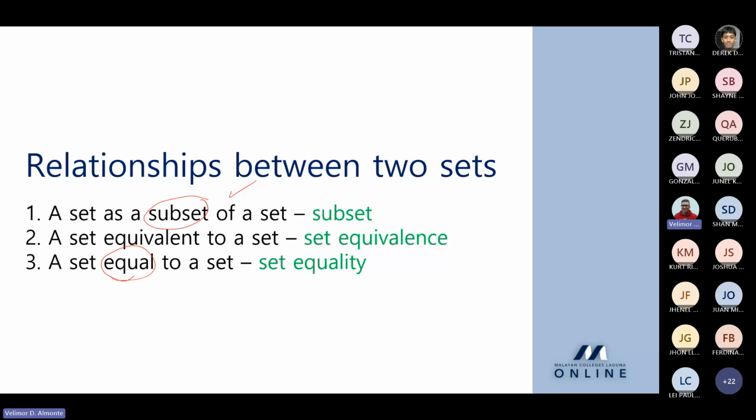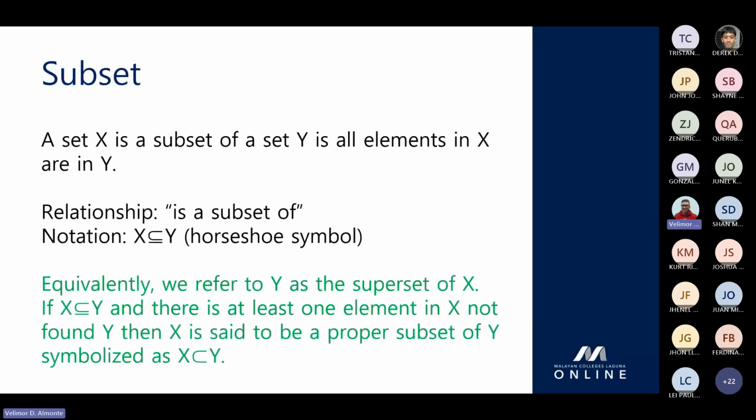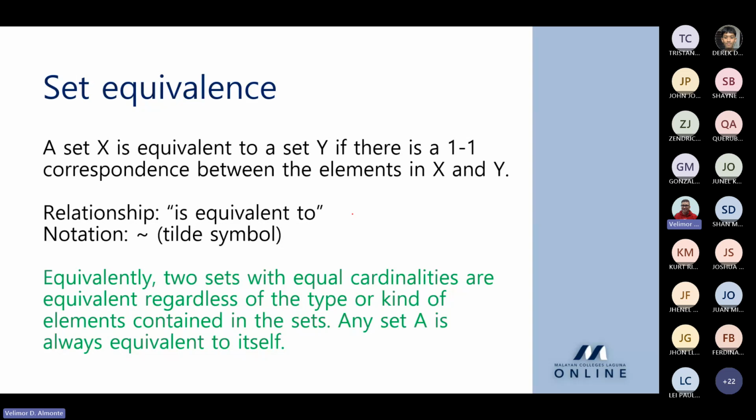So when are two sets equivalent? Two sets are equivalent if their cardinalities are equal. So cardinality, right? The number of elements. This works for finite sets, sets wherein I can count the elements. So if the cardinality of x is equal to the cardinality of y, then x is equivalent to y using that symbol. That's the tilde symbol. When you see that, you're saying the two sets are equivalent.